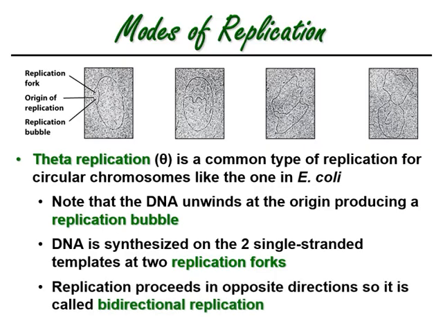Before we get to that, let me just say replication proceeds in opposite directions from an origin of replication. So it's called bidirectional replication. You heard me say bidirectionally; that's the term we use. It's going this way as well as this way. So it's bidirectional replication that's occurring, emanating from these origins of replication.